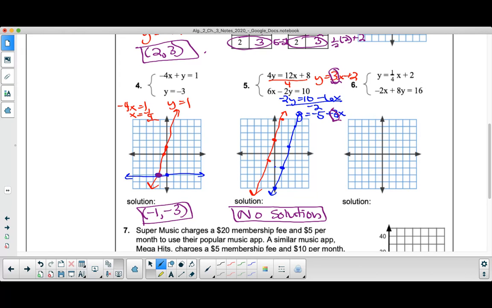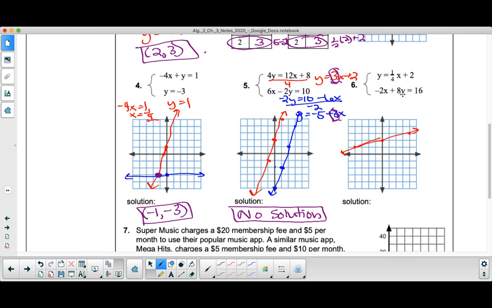All right, number 6. So number 6, oh, the first equation here is already in slope-intercept form. Y-intercept of 2, slope of 1/4, up 1 over 1, 2, 3, 4. There we go. Oops, that would have been a terrible line. There we go.